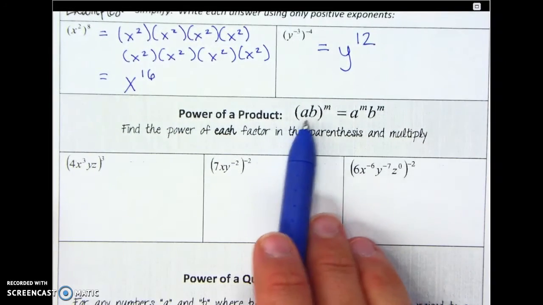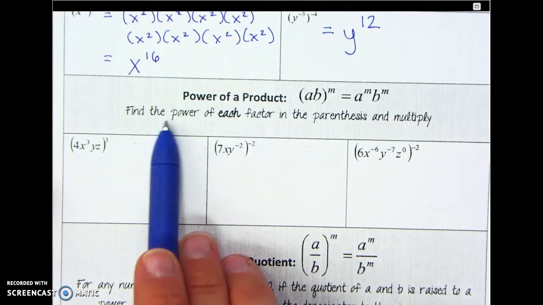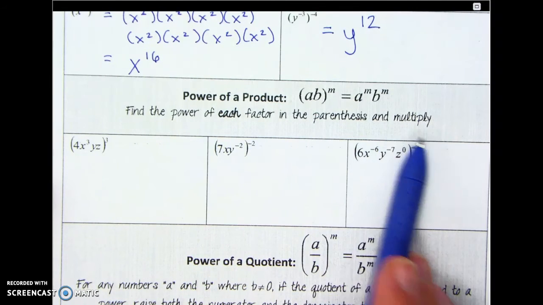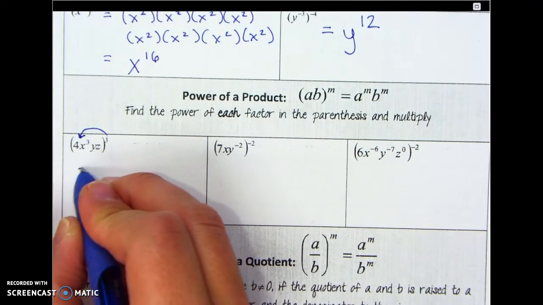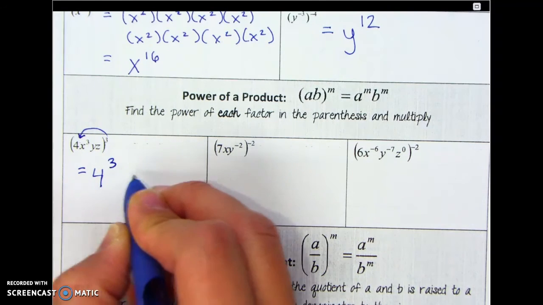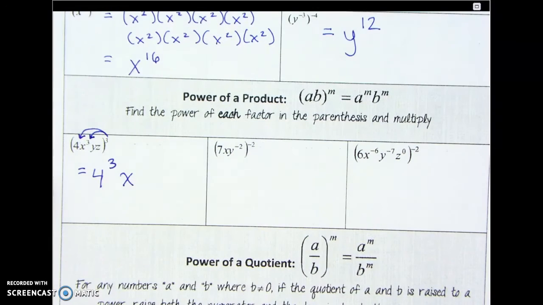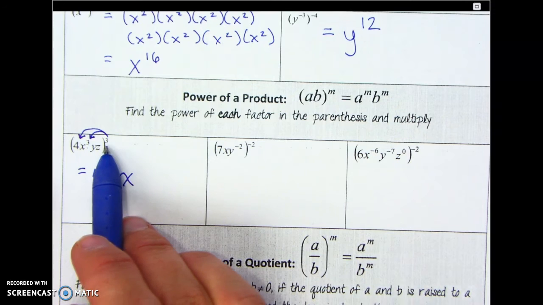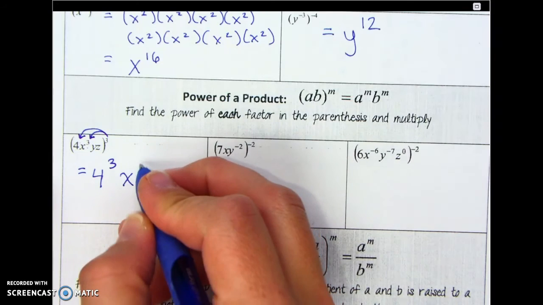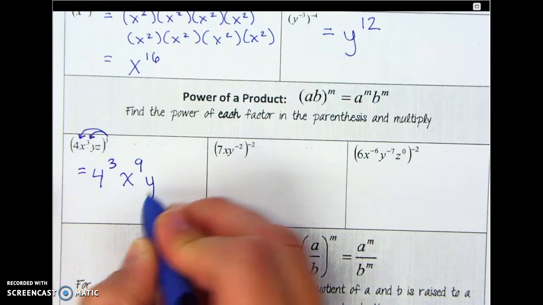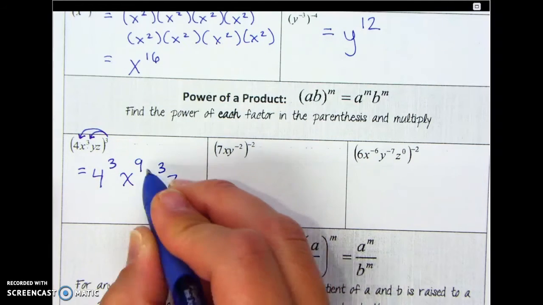Anytime you have parentheses, you're going to make sure you give that power to both terms in the multiplication and in the division. Find the power of each factor in the parentheses and multiply. So, you ready? You may want to say that we're distributing, and we kind of are, like we're giving every base a power. So 3 times, the 4 didn't have a power, so we just gave it a 3. 3 times 3 is 9, so x gets a power of 9. Y has a power of 1, so 1 times 3 is 3, and z has a power of 1, so 1 times 3 is 3.